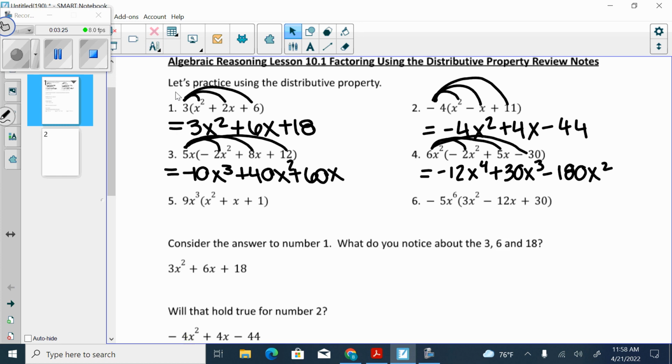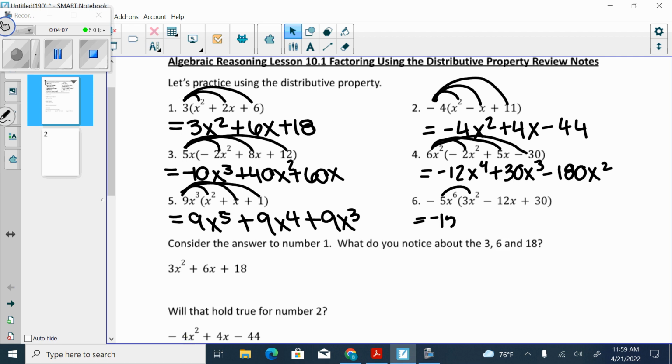Okay, then we've got number 5 here. 9x cubed times x squared would give us 9x to the 5th. Good. And then 9x cubed times x would give us... good. And then 9x cubed times 1 would just be... good. All right, and then we got one more. So I got -5x to the 6 times 3x squared, which would give us -15x to the 8th. Very good.